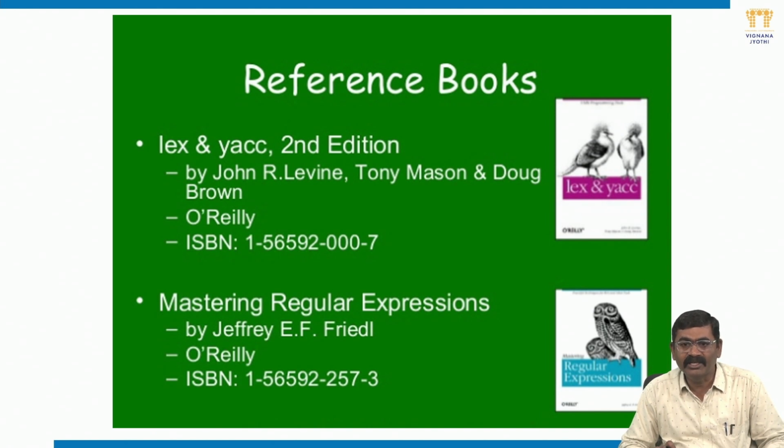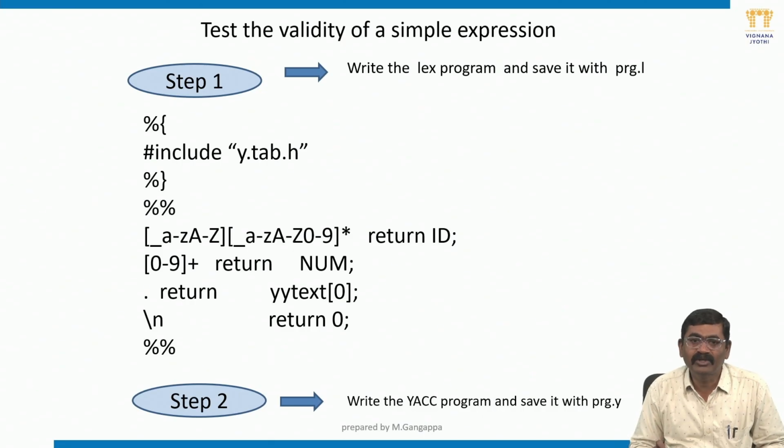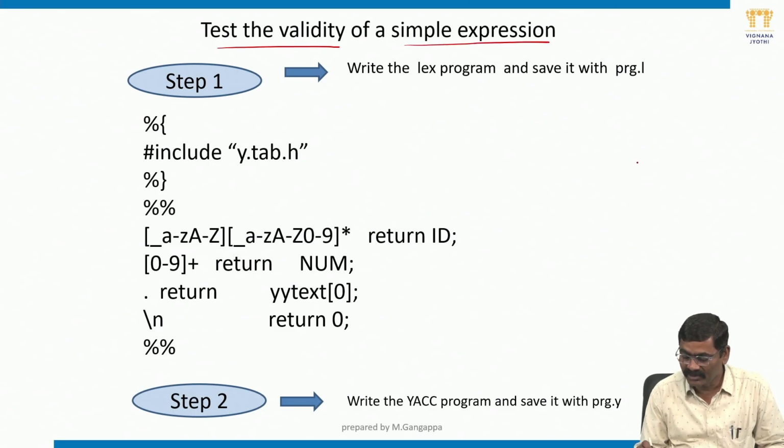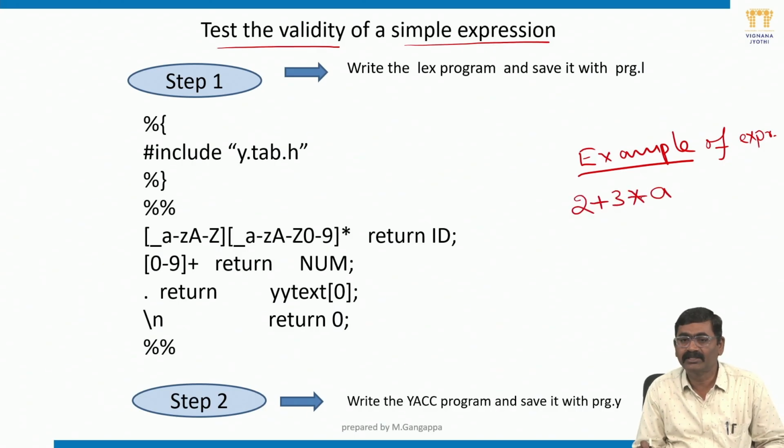Now I am going to take one sample example to explain how it works. So this is the sample program. In this sample program, what I am trying to do is write one YACC program to test the validity of one simple expression. Let us take one simple example for the arithmetic expression. An example of an expression is 2 plus 3 star a. Whether this is a correct expression or a wrong expression.